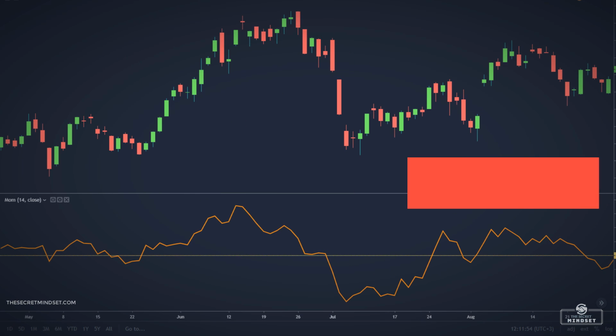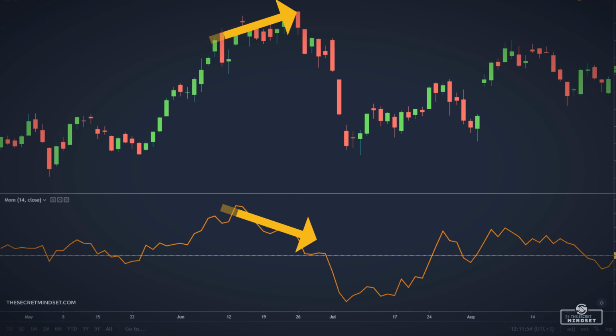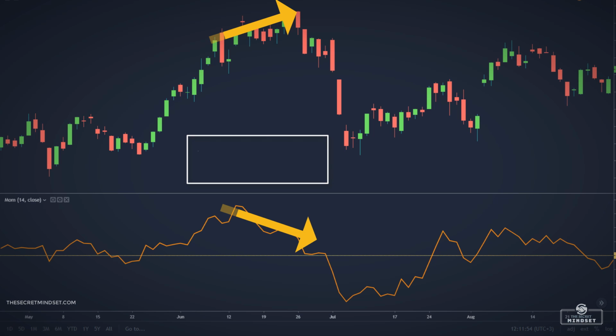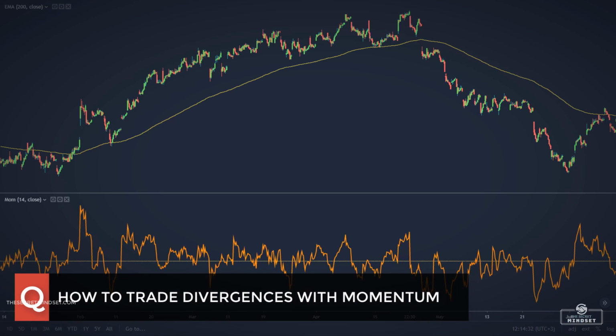Momentum oscillator can also detect divergences. A divergence occurs when a price action is different from the evolution of the momentum oscillator. This basically means that the momentum isn't reflected in the price, which could be an early indication of a reversal. As in the case of stochastics or RSI oscillators, when a divergence occurs, a potential change in price direction could be on the cards. This is how I spot divergences with the momentum indicator.